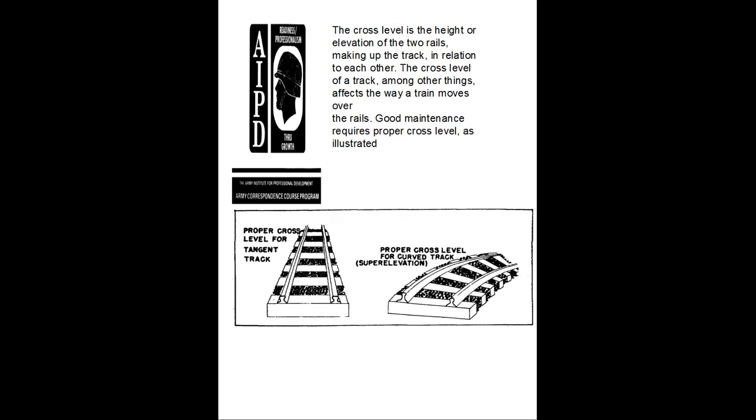Cross level is the height or elevation of one rail of the track in relation to the other. The cross level of the track is among the factors affecting the trains that move over the rails. Good maintenance requires proper cross level, as illustrated. Proper cross level for tangent track, proper cross level for curved track, superelevation.